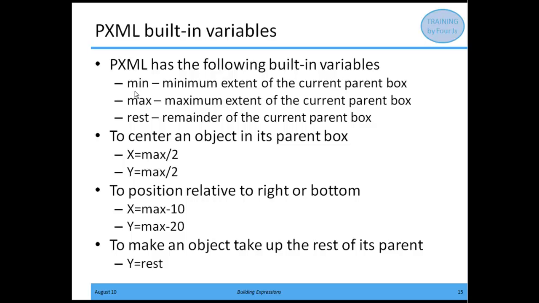We tended to use that when we wanted to force a page break to the next page. We saw earlier that if you want to center an object in its parent's box, you would do x equal max divided by 2, and y equal max divided by 2. If you wanted to position it relative to the right or to the bottom, I could do x equal to max minus 10 or y equal to max minus 20. Again, these are dealing with sizes and where they lay out on the report. To make an object take up the rest of the parent, we saw that you would just use the built-in variable of rest. For example, set the y equal to rest.